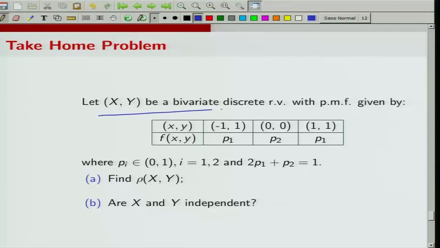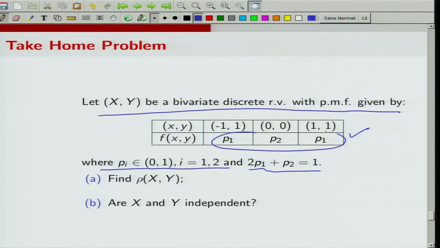So, let (x, y) be a bivariate discrete random variable with probability mass function given by this. Here p i belongs to 0, 1 and 2, and p 1 plus 2 p 2 is 1, so that this is a proper probability mass function. Find the correlation between x and y. Are x and y independent? You will see that the correlation between x and y turns out to be 0, but x and y are not independent in this case.